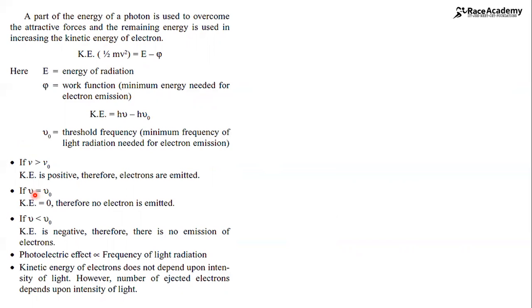If nu is equal to nu naught, no electron is emitted. Less than nu naught, also there is no emission of electrons, but kinetic energy will become negative in this case. So the photoelectric effect happens when the frequency of light radiation is high enough, and the kinetic energy of the electron does not depend upon the intensity of light. These are the important conclusions made by Einstein in the photoelectric effect.